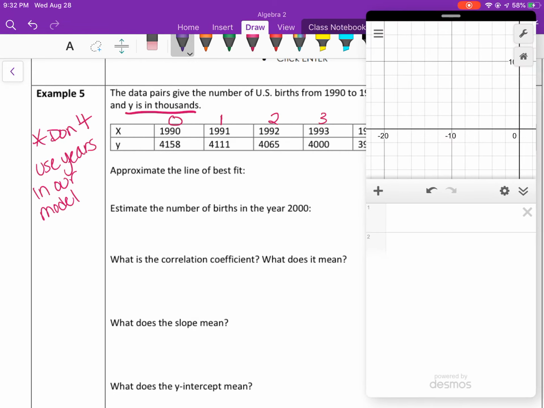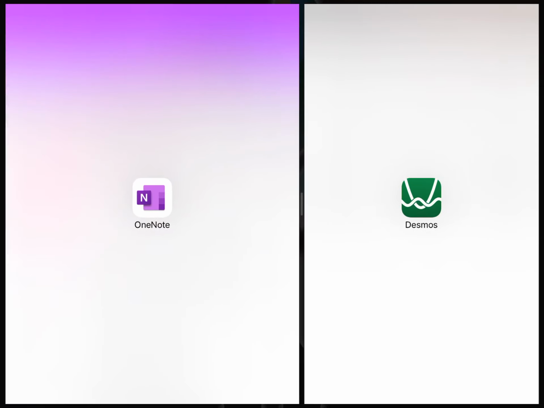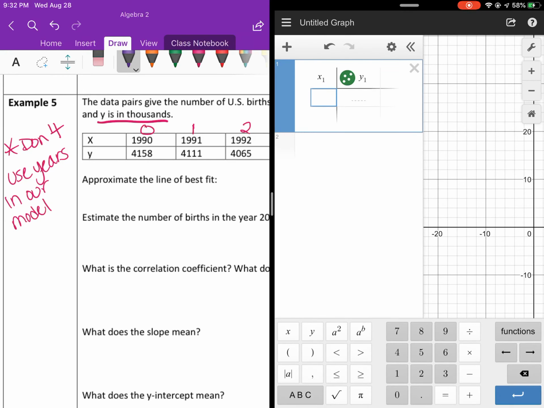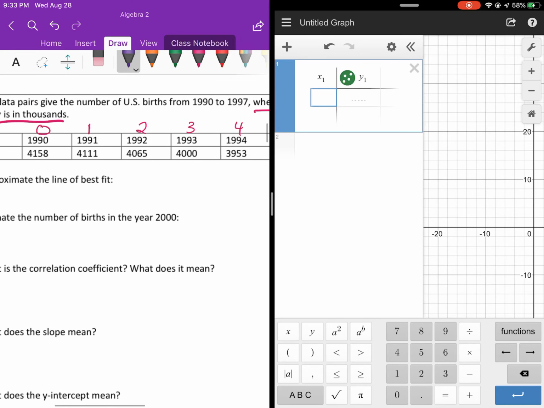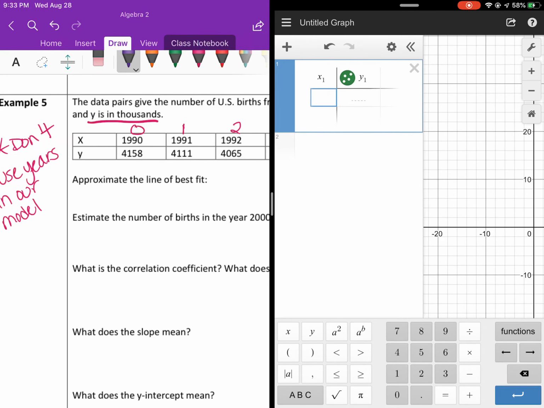So I'm going to pull Desmos up here. The first thing you need to do is create a table and then put these data values in the table. At the top of the Desmos screen, top left corner, you see a plus sign. You hit that, you're going to pick a table. And then in the X column, you're going to put your X values, which were 0 to 7. So 0, and the blue key is enter.